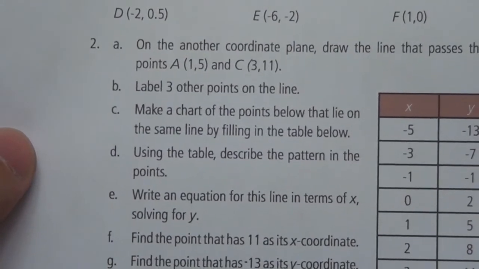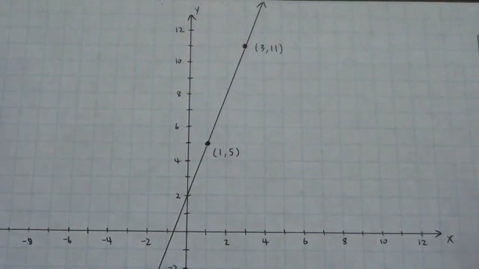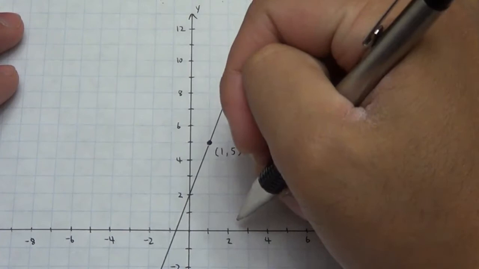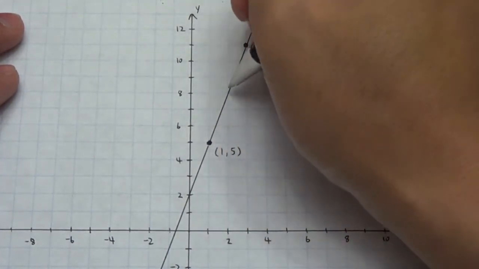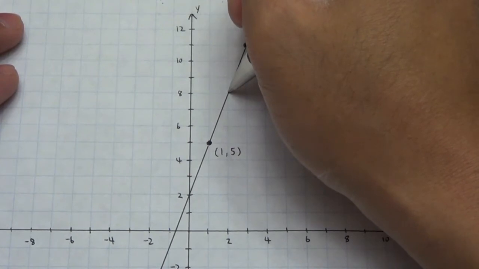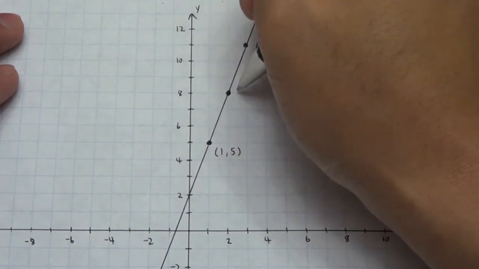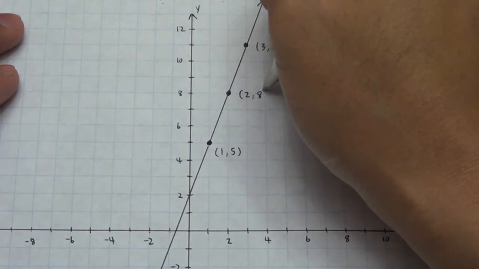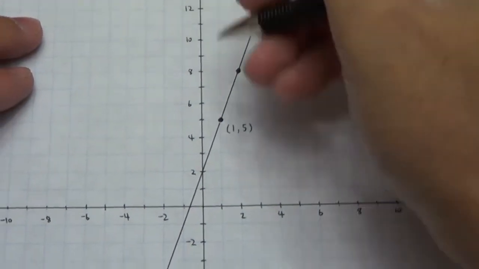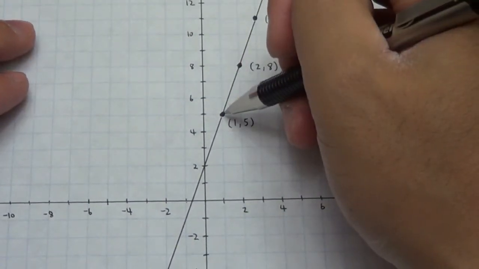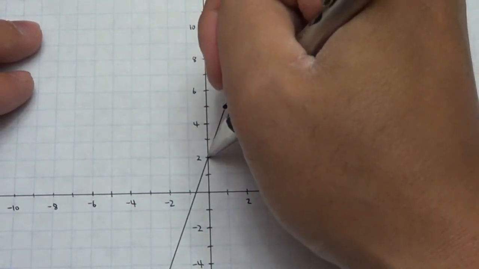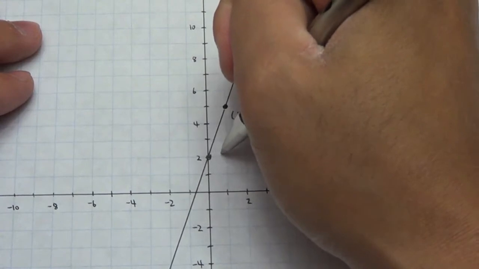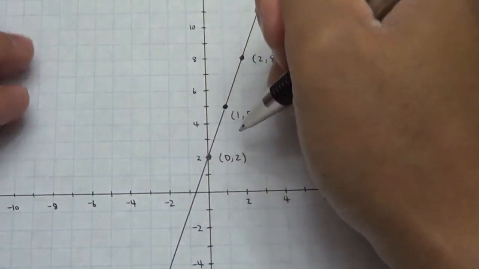Label 3 other points on the line. Okay, so we can just start with the one in between. When x is 2, y is 8. So that point is (2, 8). And I'm just going to go down the list. (1, 5) is already identified. So next one, when x is 0, y is 2. Alright, so that's (0, 2).